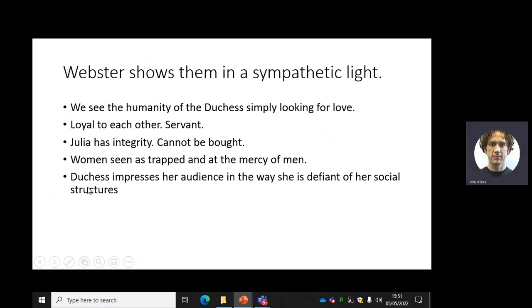Women are trapped at the mercy of men. But the Duchess and Victoria, it's worth looking at one of the soliloquies of Victoria. The Duchess and Victoria, they kind of defy their social conventions of their time. She says, so what, I'm a Duchess. I want to live a life as a woman. And she defies the misogynistic belief of her age. So it would be worth looking at her quotes in Act 4, in which she defies her age. You know, the beliefs of her age and the social structures of her age.